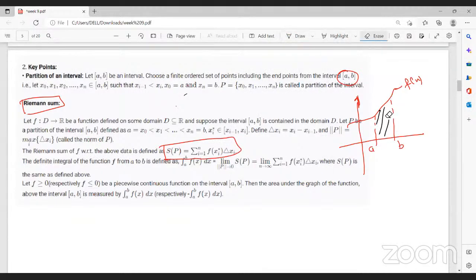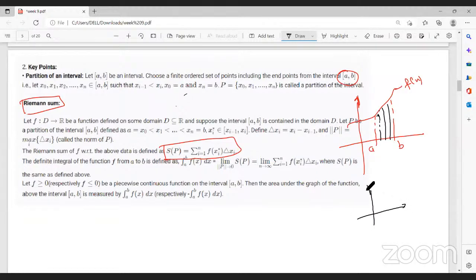We split it into different rectangles of the same width, find the area of each rectangle, and then sum them. So the area of this rectangle plus this plus this plus this will approximately give the area under this curve. It will be a tedious process, so we are only calculating rectangles.